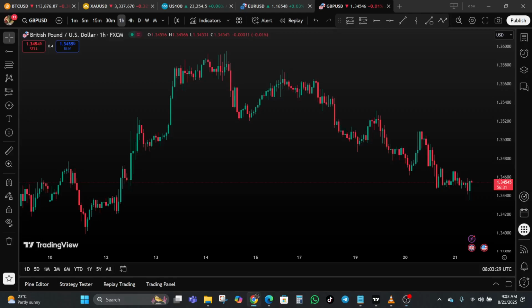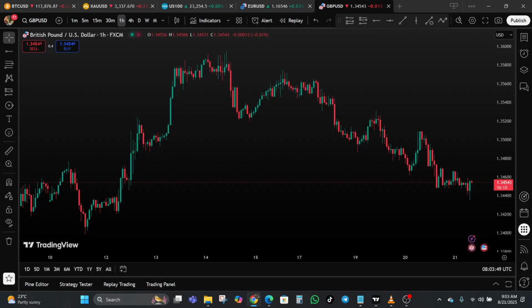Welcome back, traders. In this session, we are going to break down an essential smart money concept known as the ICT Propulsion Block. So what exactly is a propulsion block?